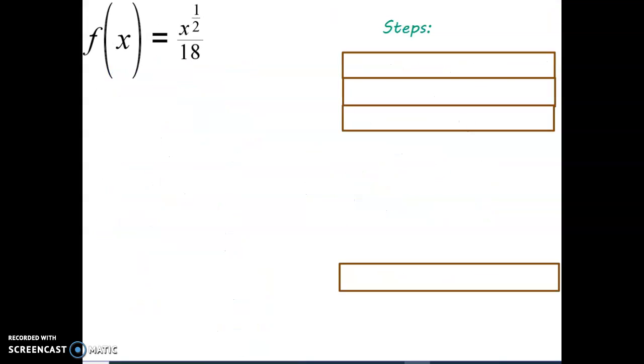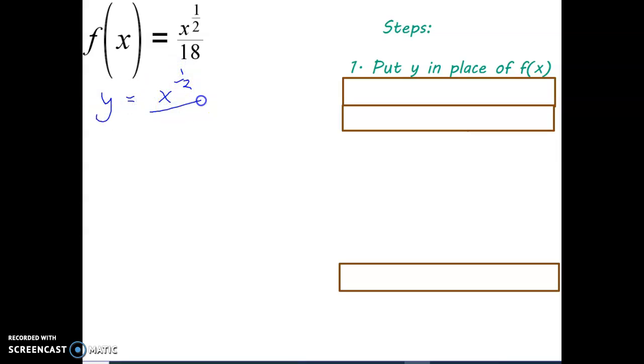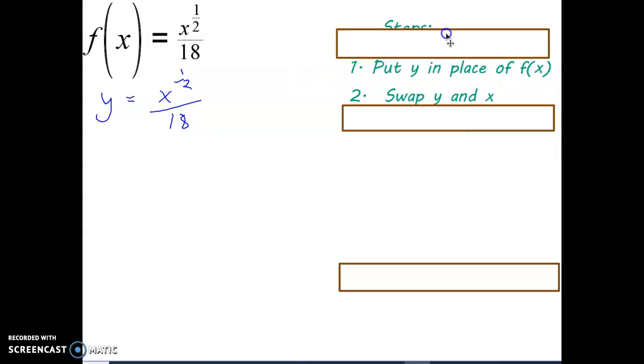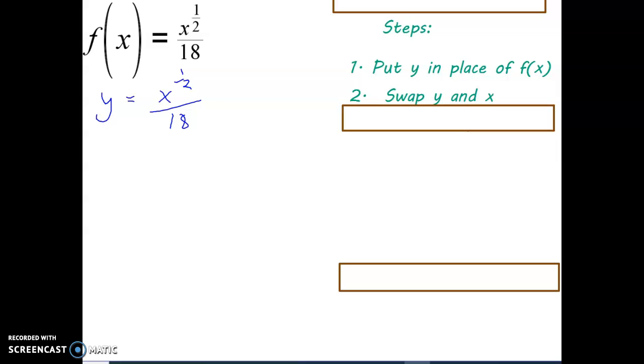All right, let's try this one. So x to the 1/2 power, x to the 1/2 power over 18. Okay, so this one looks a little more complicated, but it's going to start off the same way. Put y in place of f of x. And then I'm sure you already know the next step. Swap out the y and the x, just like we did on the last few, just like we did in the last video.